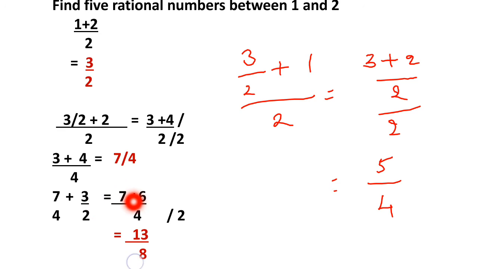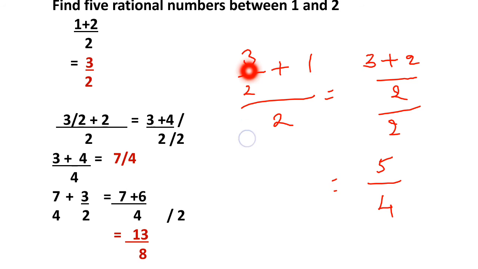Then this 2 times will go from by 4. 2 times, then that 2 will be multiplied with this 3, 2 3s are 6. So 7 plus 6 is 13 divided by 4, whole divided by 2, because don't forget this 2 we have to divide throughout by 2. So 4 2s are 8. So 13 by 8.